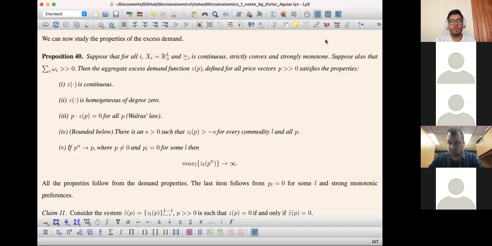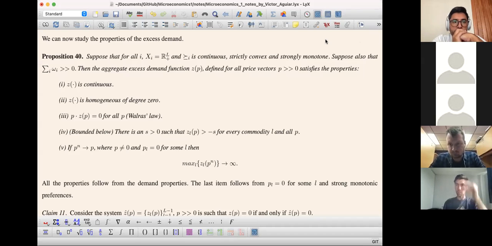Okay. So let's go to the difficult part of the class. Right now we're going to introduce a result that is super simple, but then we're going to use it in order to prove existence, right? Suppose that for all individuals i, preferences are continuous, strictly convex, and strongly monotone. Then suppose also that the endowments are strictly positive. Then the aggregate excess demand function Z(p), defined for all price vectors p, satisfies the following properties.